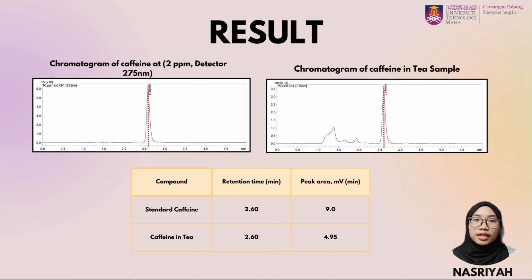Here, the left one is the result of the chromatogram of caffeine, and the right one is the result of the chromatogram of caffeine in tea. So based on these two chromatogram graphs, we determine that both have the same retention time, which is 2.6 minutes, but both have different peak areas. For standard caffeine, the peak area is 9 mV minutes, and for caffeine in tea is 4.95 mV minutes.